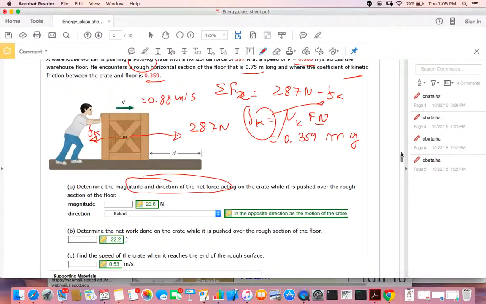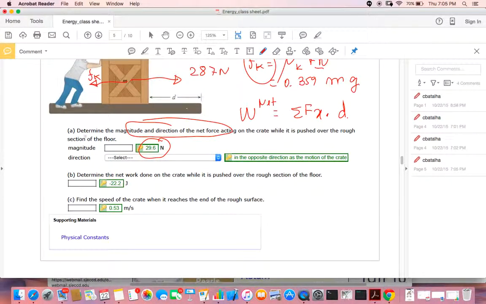Then the net work. Well, the net work would be equal to the net force, which we just calculated, times the displacement, right? So you take the value, which is, if they did it right, this number times 0.75, okay? And they should get it right.